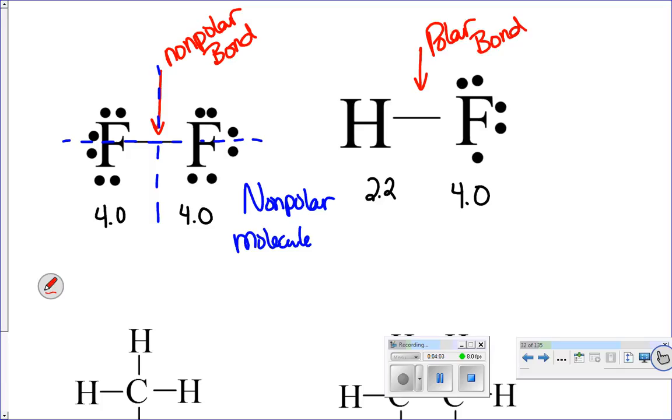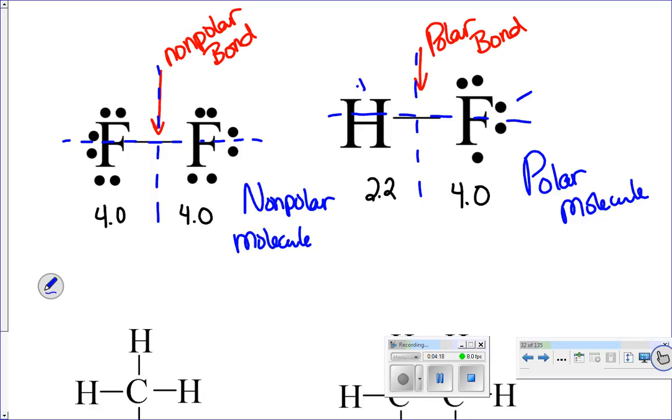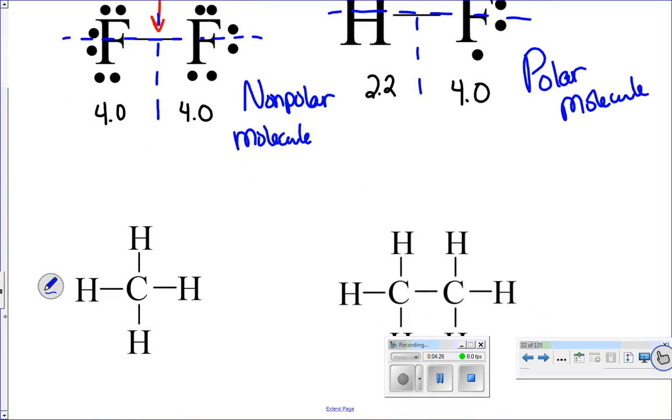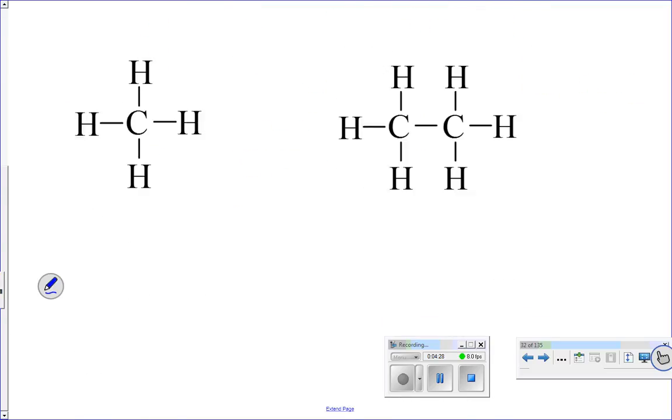Then if I wanted to look at my molecule as a whole, I would again do chop-chop. I am symmetrical this way, but I'm not symmetrical this way, which means this is a polar molecule. It is different on its ends. It's a little bit negative here and a little bit positive here. Whereas in the F2 molecule, charge was very evenly distributed throughout the entire molecule.